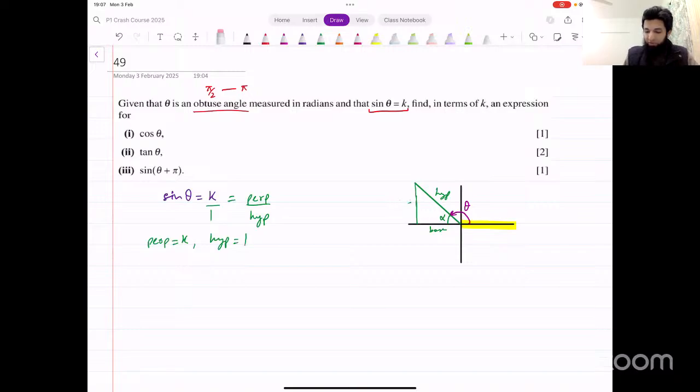We can write those values here on this triangle. If this side is k, the hypotenuse is 1. What about the base then? Using Pythagoras, we can say base squared plus k squared should equal 1 squared.